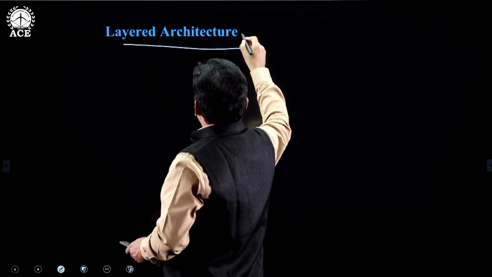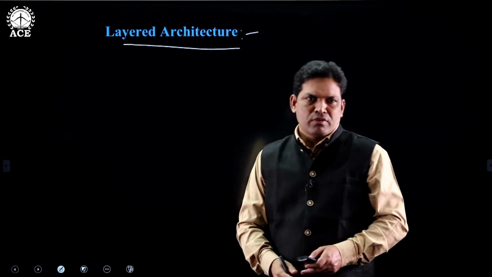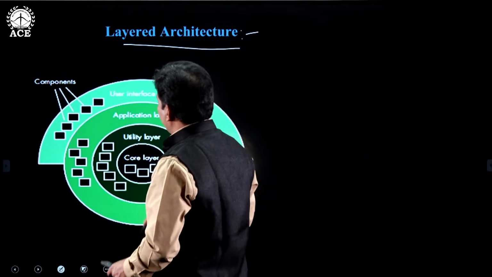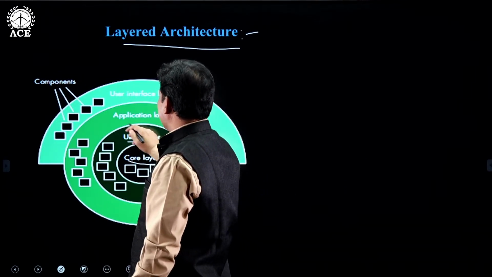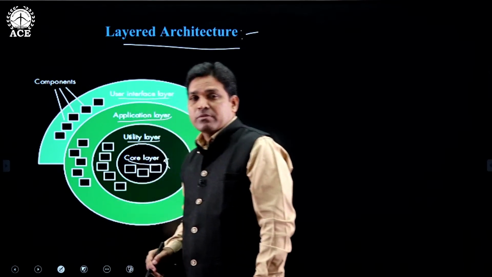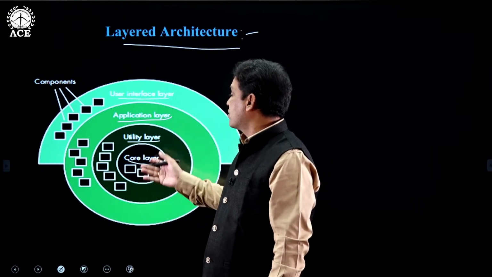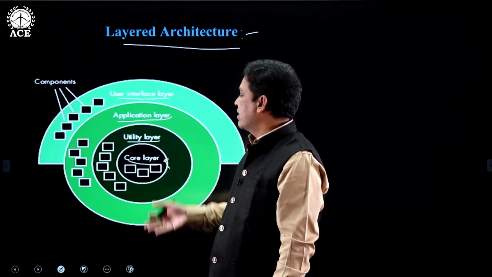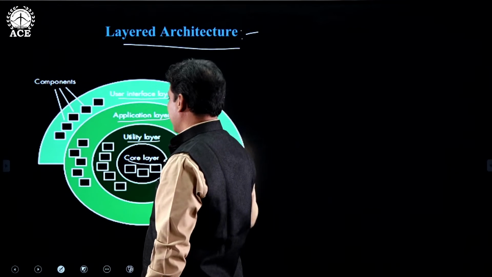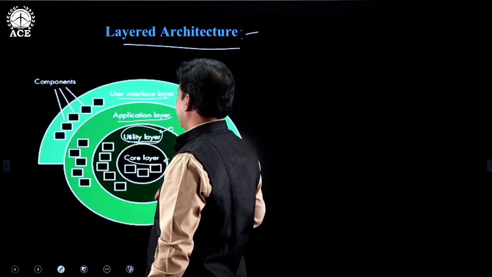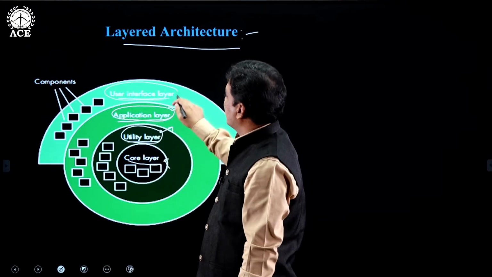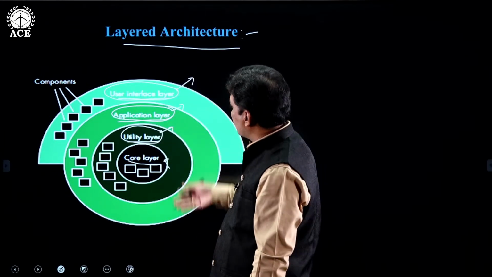Next, we are going to discuss layered architecture. What's the importance of layered architecture? It consists of various layers: core layer, utility layer, application layer, and user interface layer. The core layer consists of your operating system, which manages the resources. That is the importance of the core layer. The inner layer, simply called the utility layer, provides utility-related services. The application layer provides application-related services to the users. The user interface layer interacts with the user and provides services. That is the importance of layered architecture.